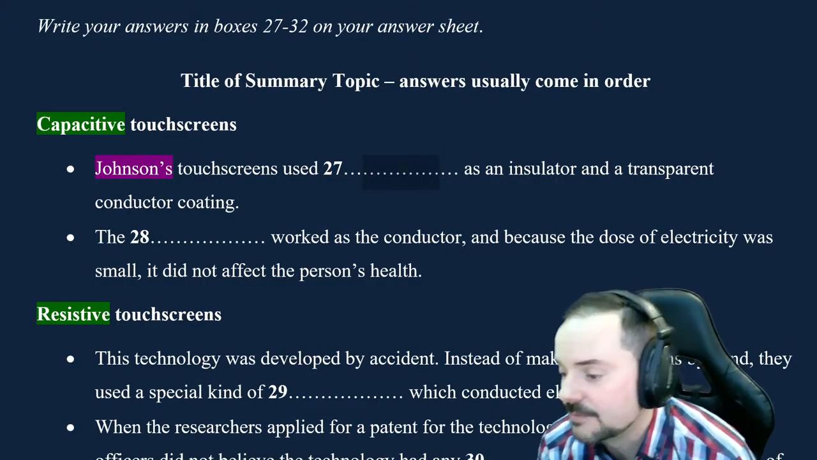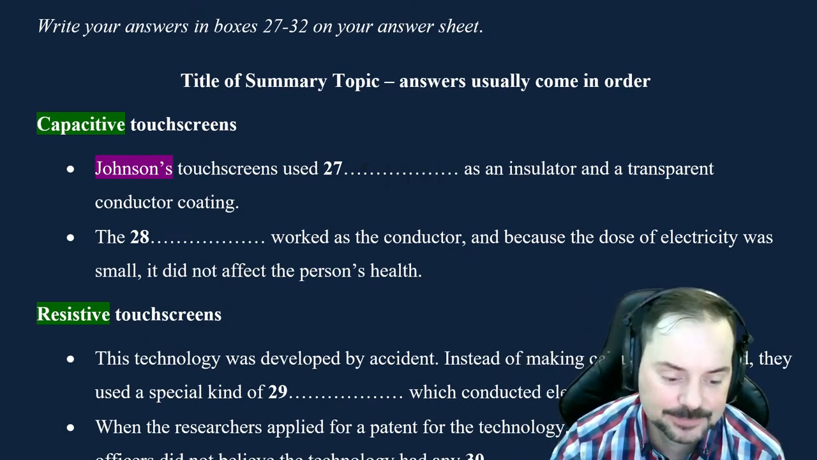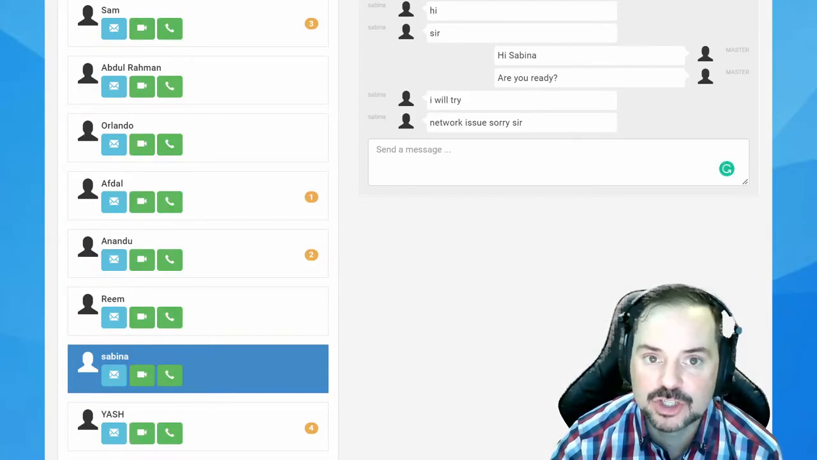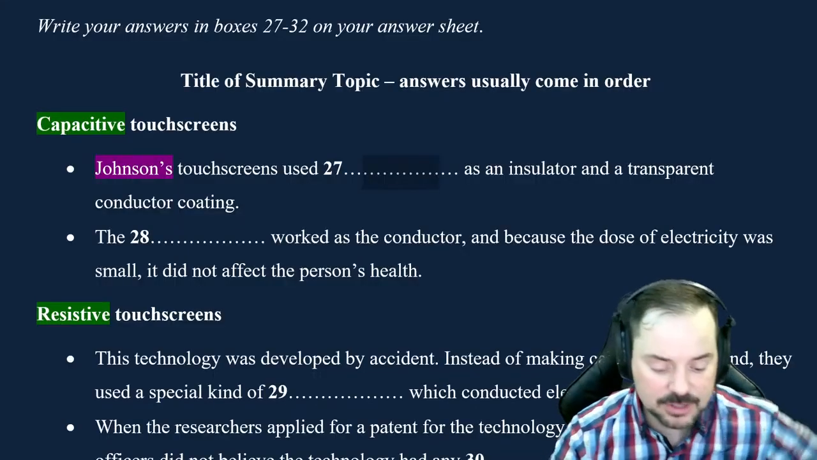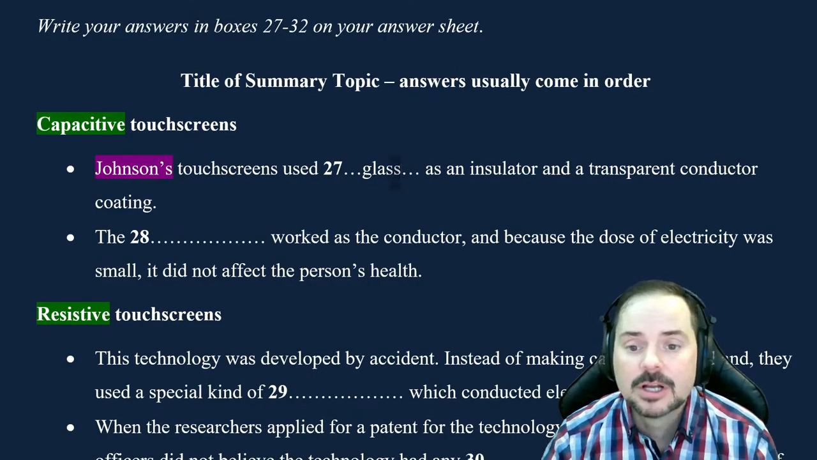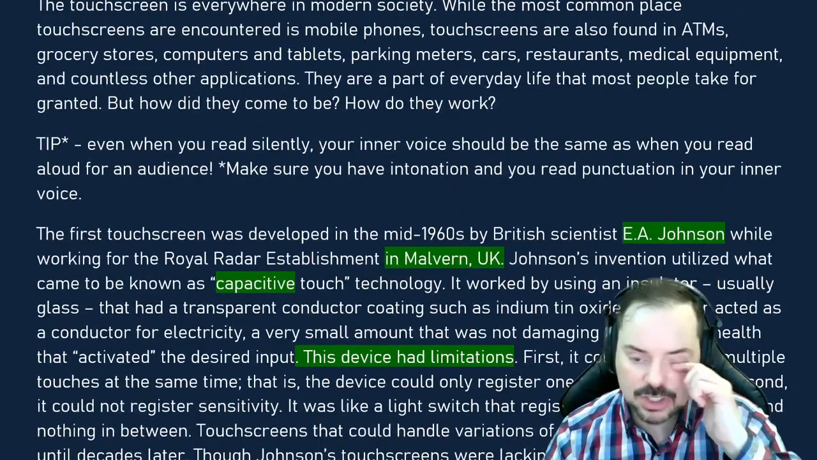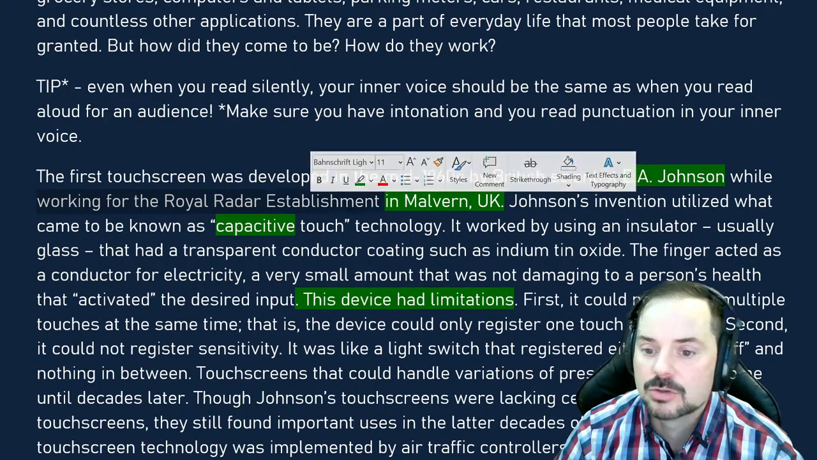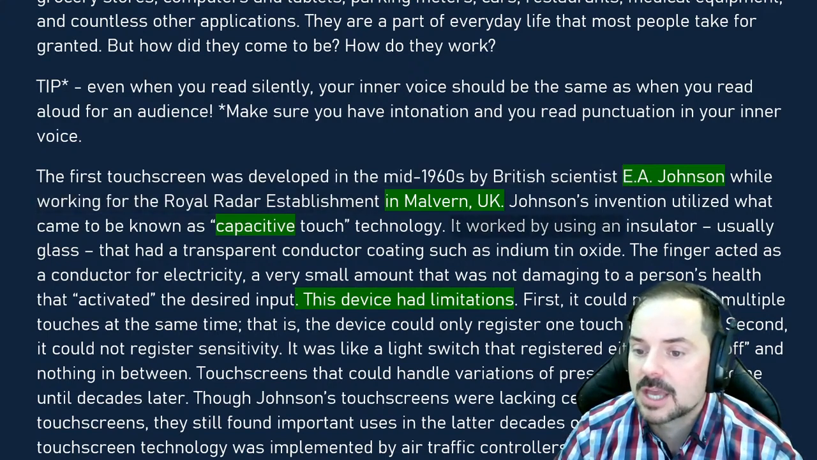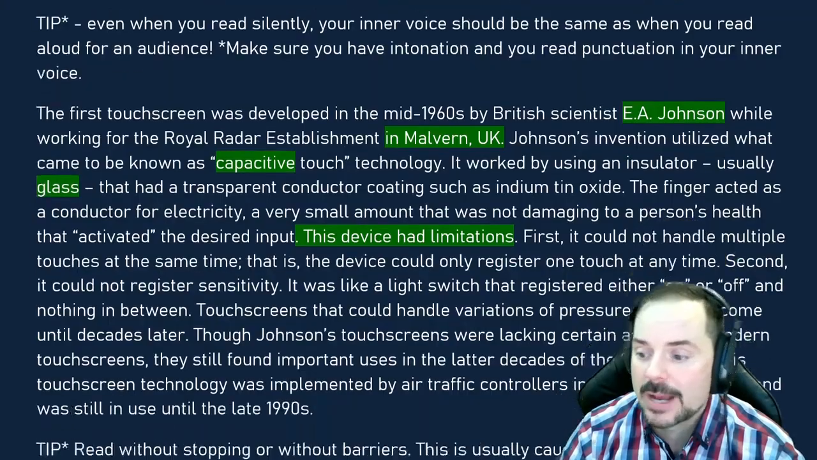I see that quite a few students, Viral, Video, An, and Rashika, all are saying it's glass. Okay, I think Sabina's still having a network issue. Yeah, absolutely, students, don't overthink it. It's not necessarily going to be a very tricky answer here. A lot of people are saying glass, and glass it is, right? Glass is an insulator. Glass does not conduct electricity. Now, if I had to search for this, it would be at the beginning of the passage, and it's not in the introduction, because it's body paragraph 2 that talks about Johnson's invention. It's first introduced, and then they give an explanation: it worked by using an insulator, usually glass. So there's the word glass, and that's the correct answer.